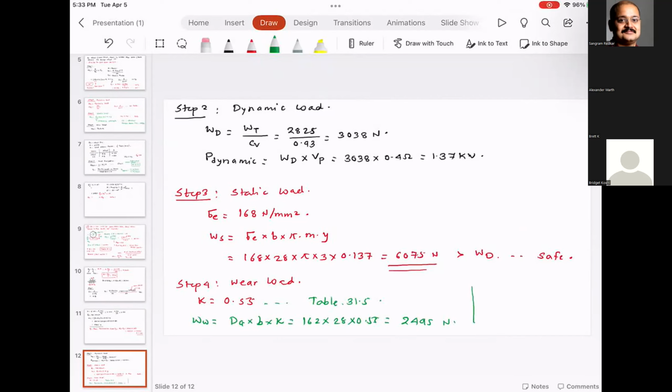And then there is something that I need to tell you. So dynamic load is 3038, but the wear load is 2495. What this means is this design would fail in wear, since Wd is greater than Ww, the design fails.